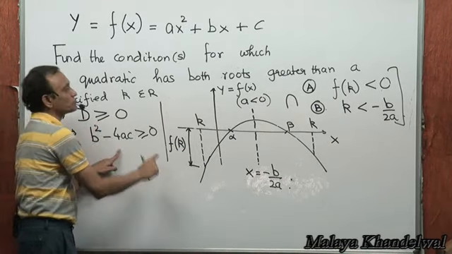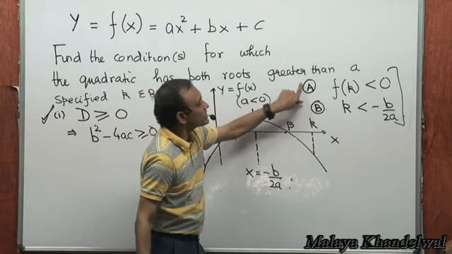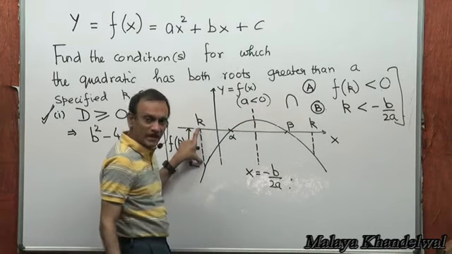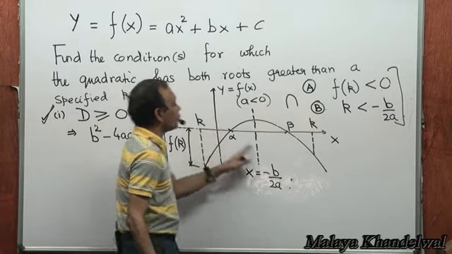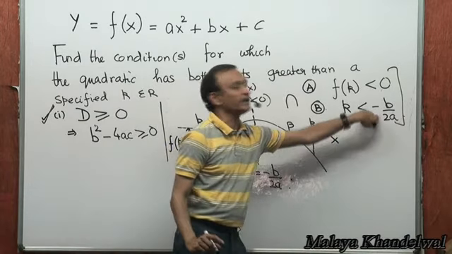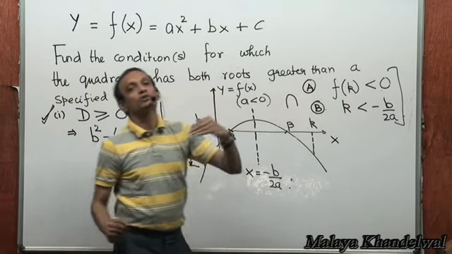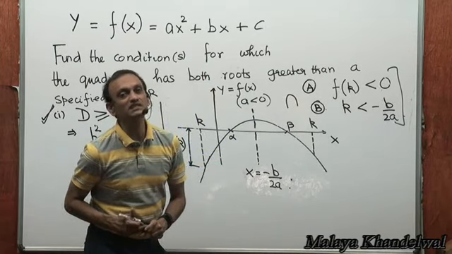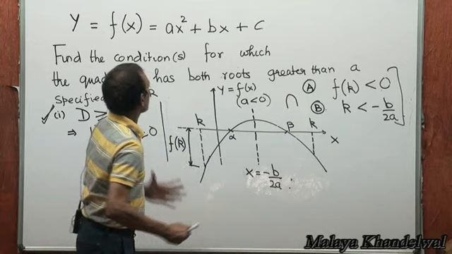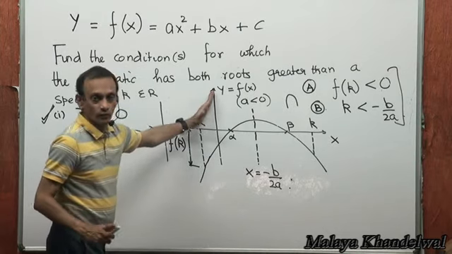So for a less than 0 or a greater than 0, this is a common condition: discriminant greater than or equal to 0. And if a was less than 0, we should not only have f(k) less than 0, but k also to the left of minus b by 2a, etc. So 1 along with a and b would cause both roots to be less than a specified number k, provided a less than 0, right?